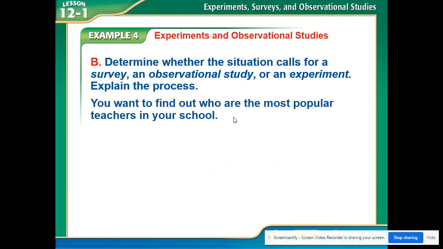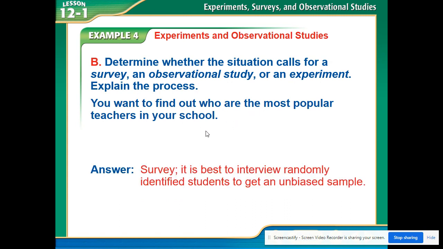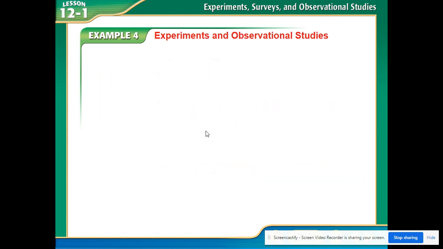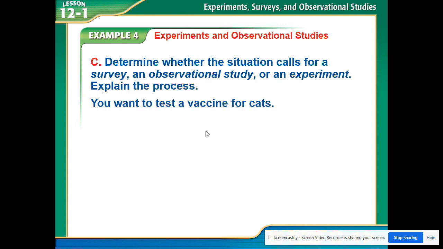You want to find out who are the most popular teachers in school. Again, this is opinion, so we're talking about a survey. And we know who it is. It's always your math teacher.